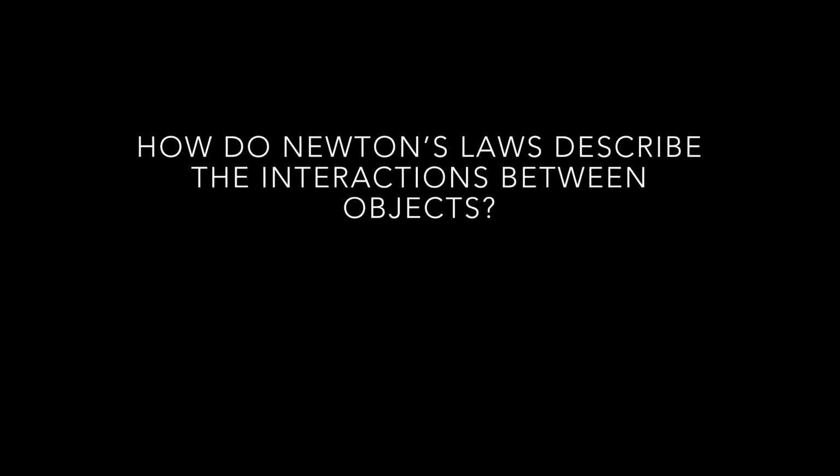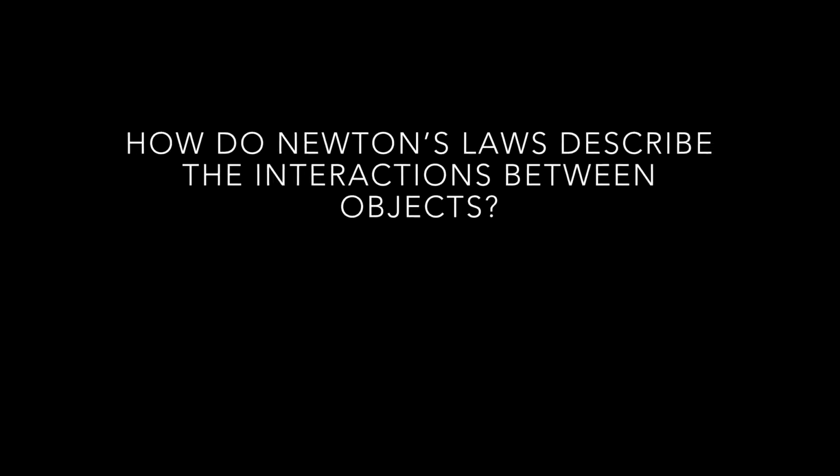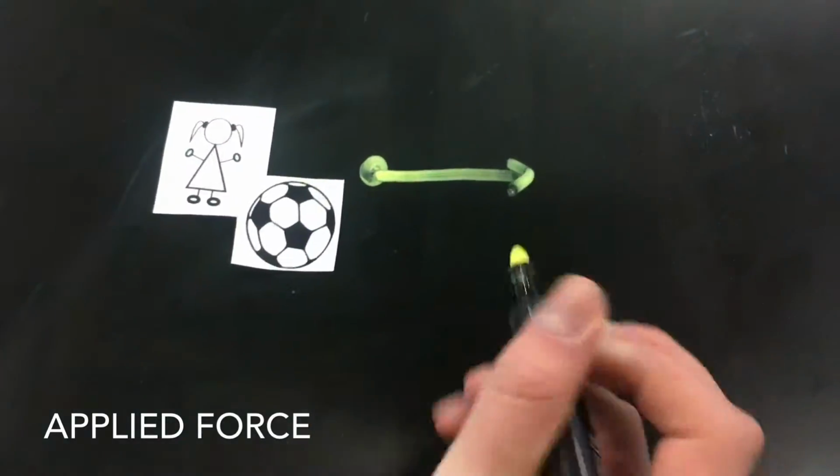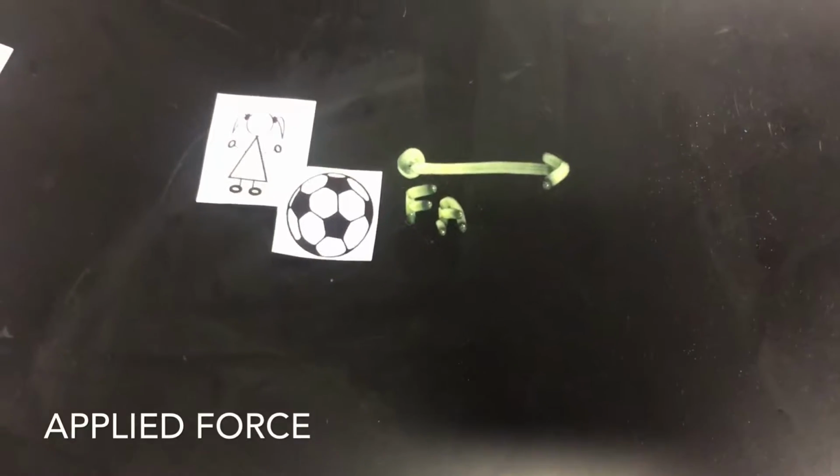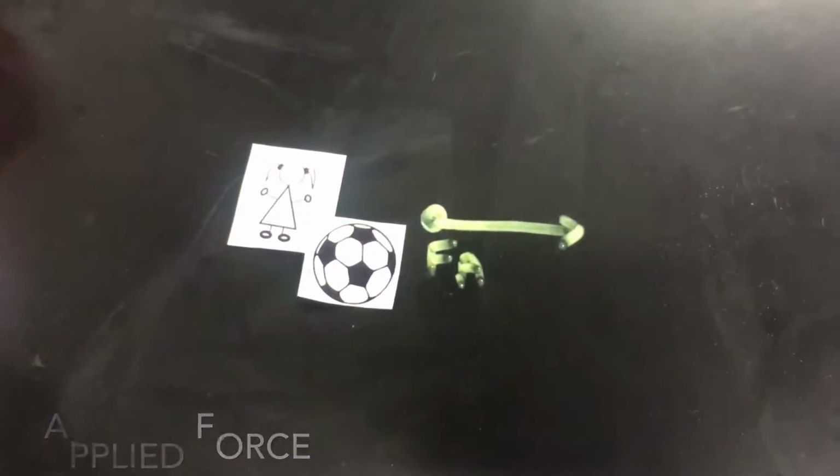How do Newton's laws describe the interactions between objects? An applied force is a force that is applied to an object. For example, when a person kicks a ball, that person is applying a force onto the ball, which creates movement as a result of the kick.